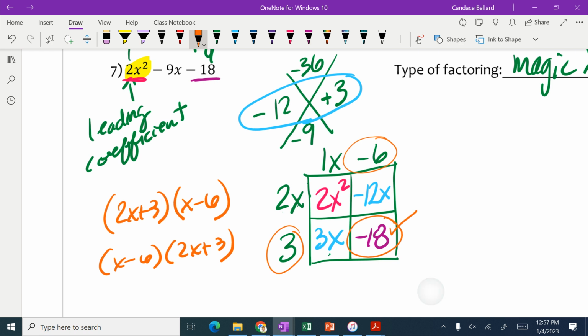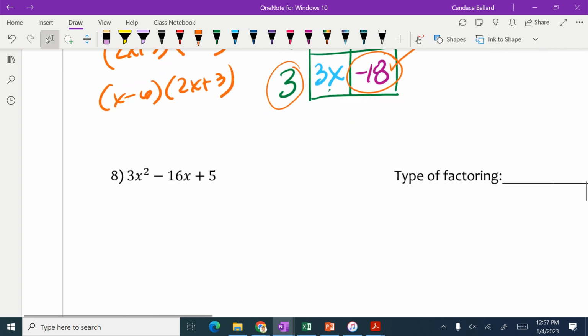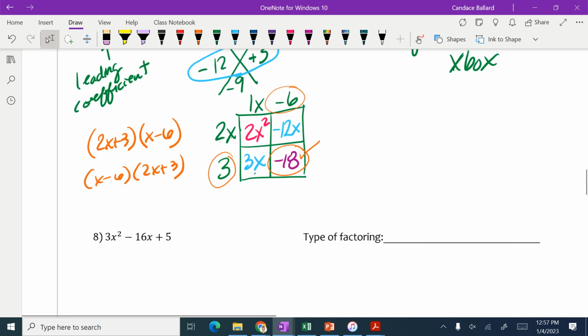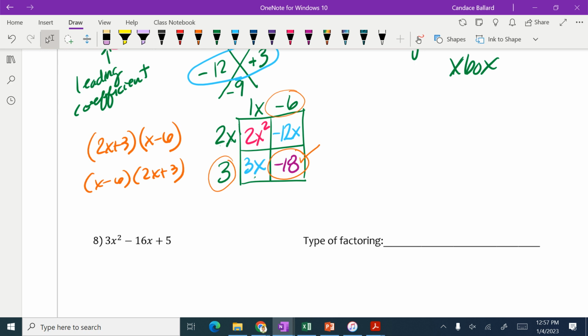Okay, I want you to try. I did that one kind of slow, for our people who weren't with me last semester. I want everybody to try number 8. I'll leave number 7 up there, so if you need to look at it, it's there. Everybody try number 8 right now.